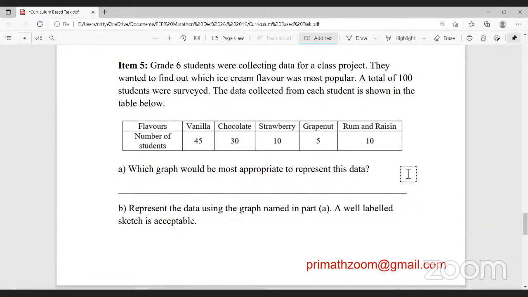What do you think? We can use all the graphs that you have listed because, truth be told, most of these data can be represented on many different graphs. But which one is most appropriate? Go ahead. Just type that in the chat. Which one is most appropriate?